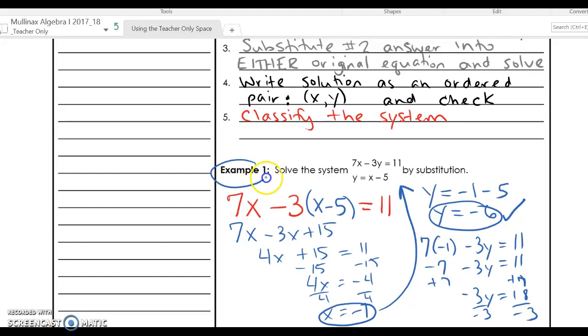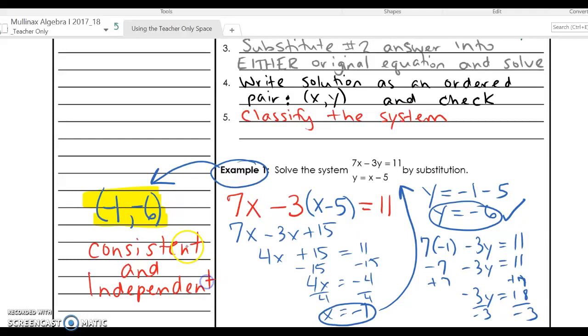So now I can say the solution to example 1 is -1, comma, -6. Be sure to write your answer as an ordered pair, and then go and classify that. Remember our classifications from last week. If we have one solution, those are intersecting lines. They intersect at one point. So those are a consistent and independent system. This system is consistent and independent.